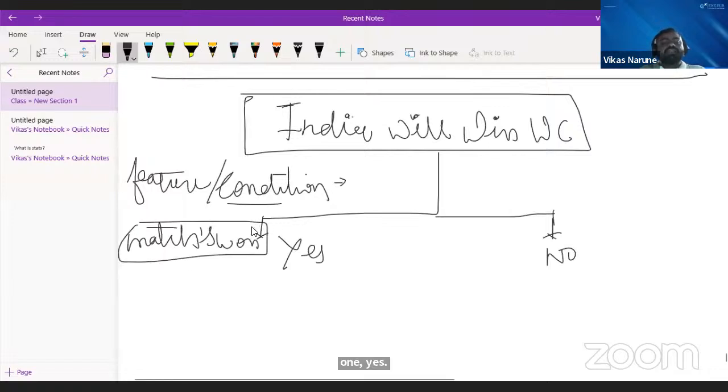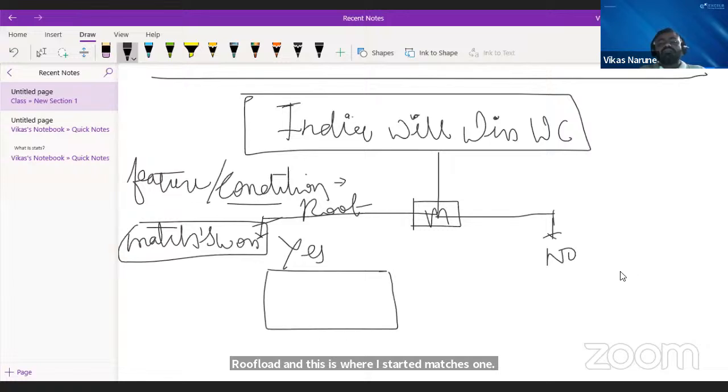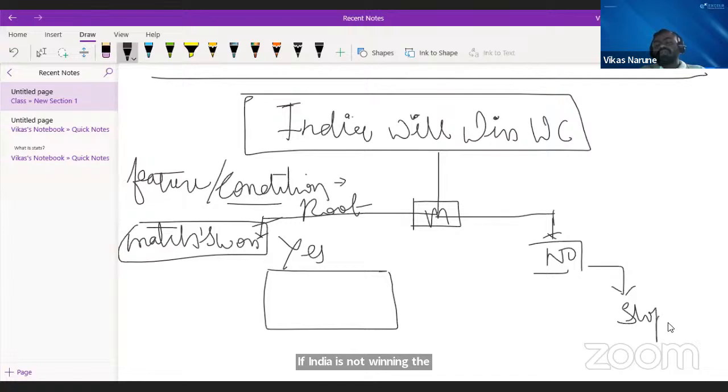Imagine this becomes my root node, and this is where I started: matches won, yes or no. If India is not winning the matches, obviously we stop. There are chances that we're not going to win. So, no win. We're going to stop.